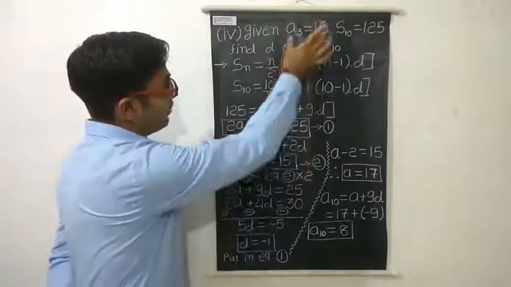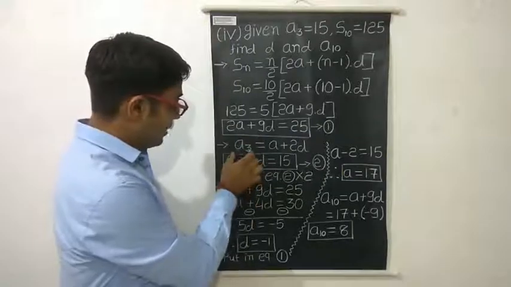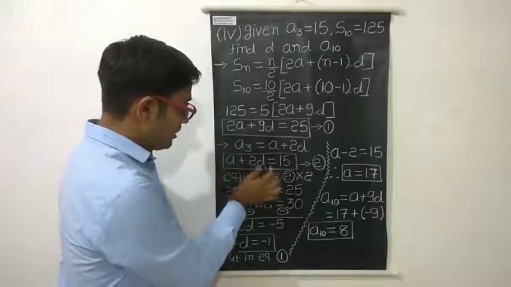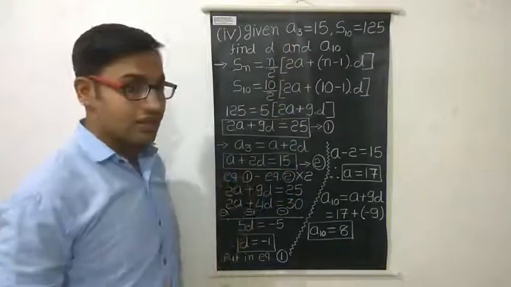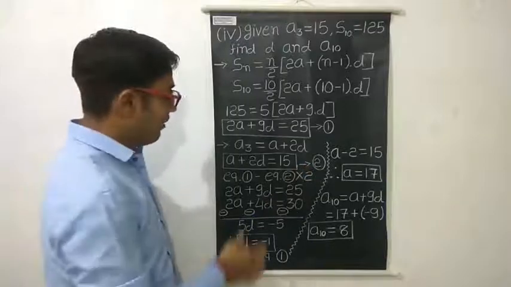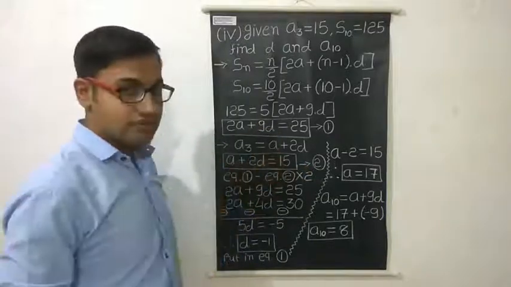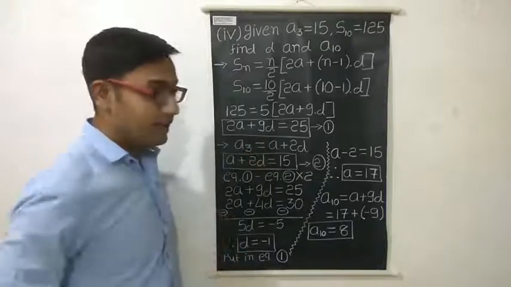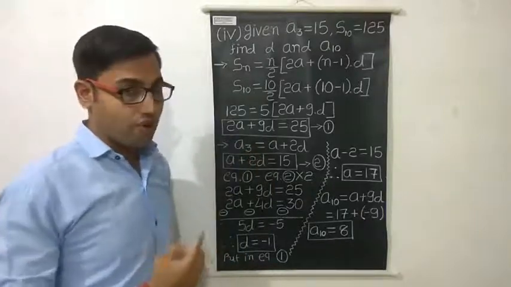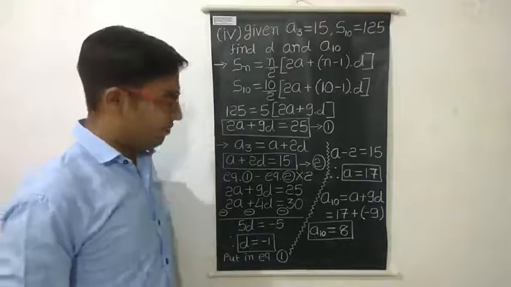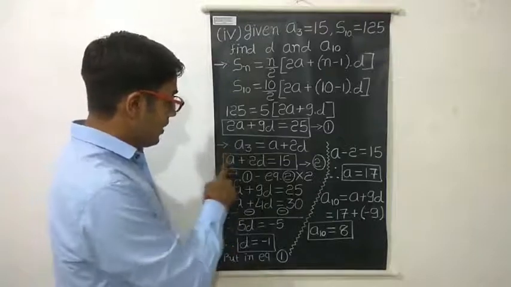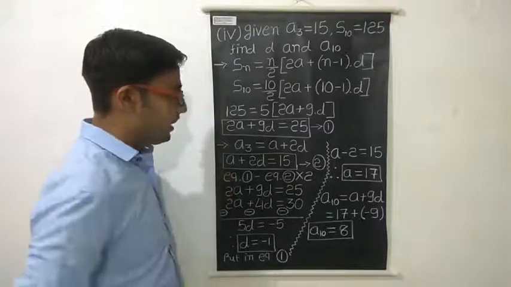Now, we are given a3, so we can write a3 = a + 2d, and a + 2d = 15 because the value of a3 is 15. Call it equation number 2. Now we have two equations and two variables, a and d. Equations 1 and 2 make a pair of linear equations in two variables. We can solve both by the elimination method. Now we want to eliminate the variable a.